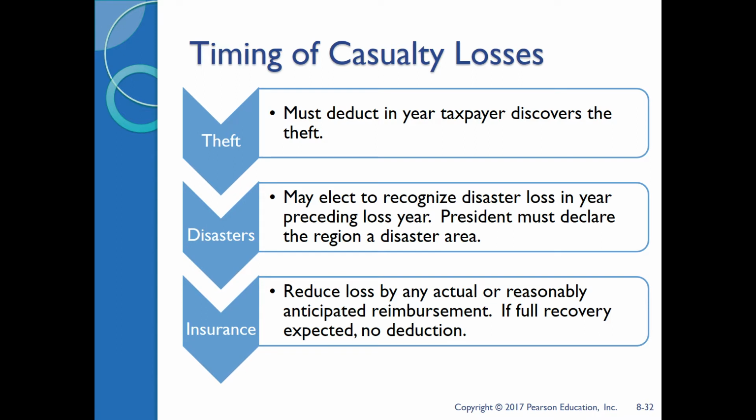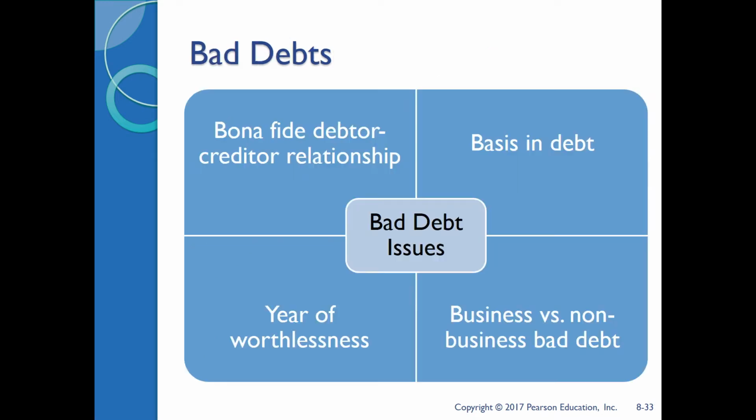Timing of casualty losses. So theft: we must deduct in the year the taxpayer discovers the theft. Disasters: we may elect to recognize the disaster loss in the year preceding the loss year, and the president must declare the region a disaster area in order to recognize the loss. And insurance reduces the loss by any actual or reasonably anticipated reimbursement. If full recovery is expected, then obviously no deduction should be taken.